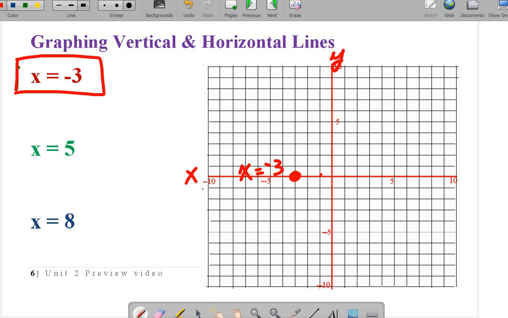What I just did was wrong, is incorrect. X equals -3 is not a singular point. X equals -3 is a line. Another way to think of it is, write this down.